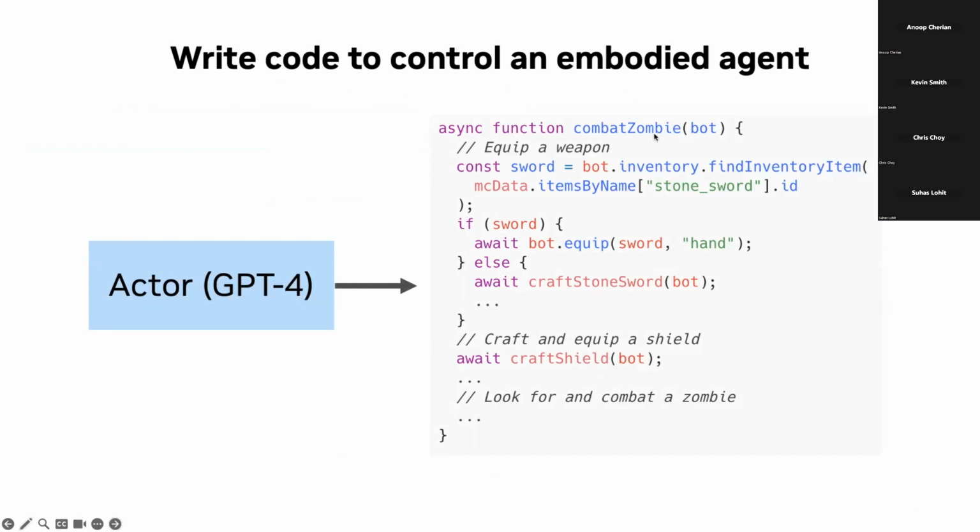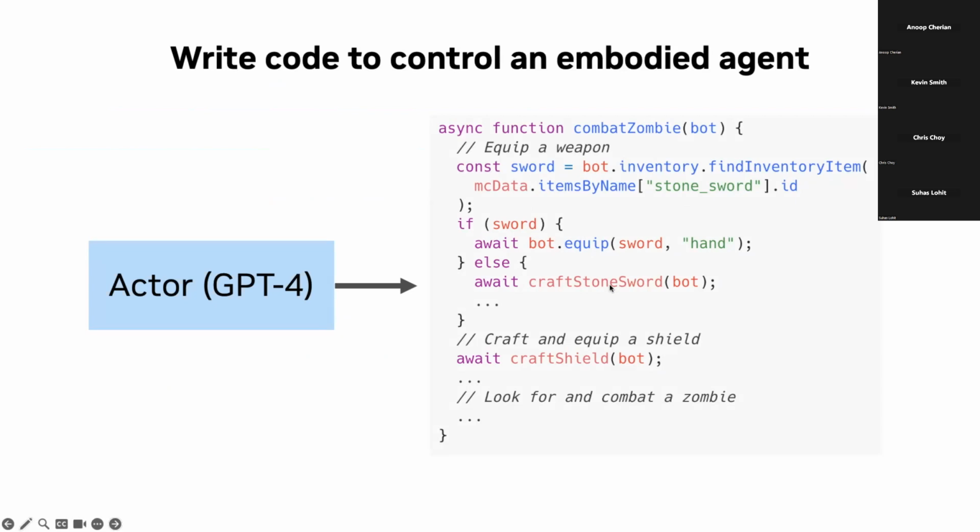function combat zombie, and it first tries to find the inventory item, sword, stone sword. And then if it has a sword, it's going to return the sword state. And then if we have a sword, we are going to equip the sword on the hand. And if it fails to find the sword, then it awaits craft stone sword. All these functions are created by GPT-4.